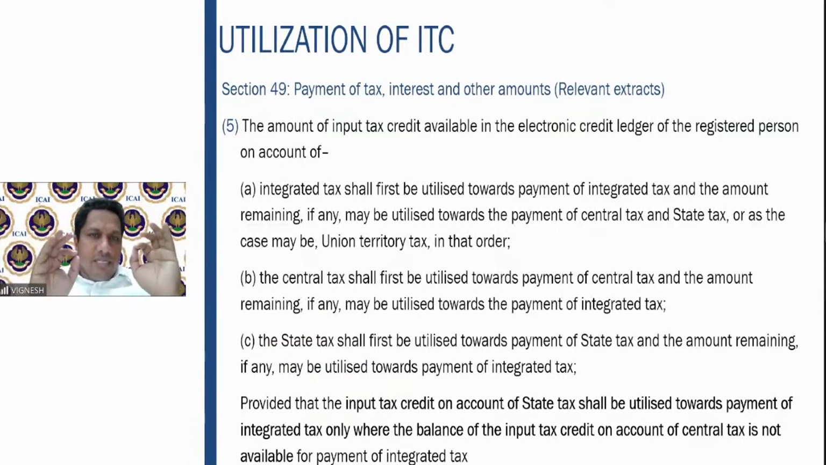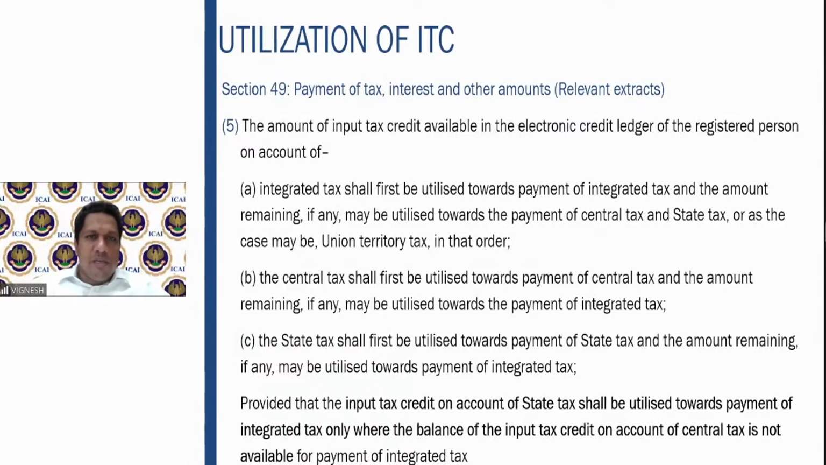So whatever IGST is there, this IGST will be utilized towards the payment of IGST. Whatever is remaining apart from that, he will utilize towards payment of central tax and state tax in any order. Okay, in that order. First IGST, the most important point here is IGST credit must be utilized first. Once the IGST credit is utilized for the payment of integrated tax, whatever amount is remaining will be utilized towards the payment of central tax, or as the case may be, in that order. So that is an important point. Please make a note of it.